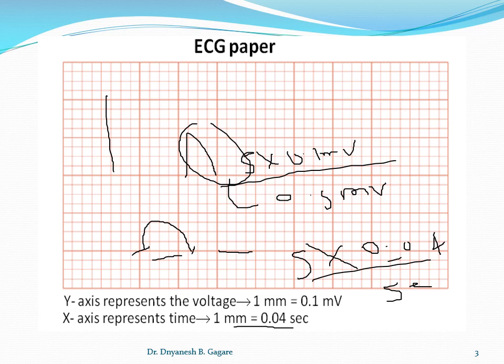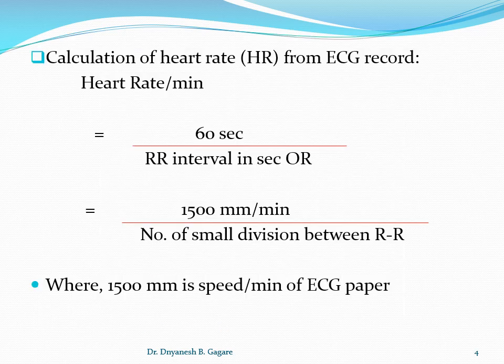Now we'll continue. Now coming to how to calculate the heart rate from the ECG paper. To calculate the heart rate from the tracing, that is the ECG on paper, it is very easy. So how will you calculate?